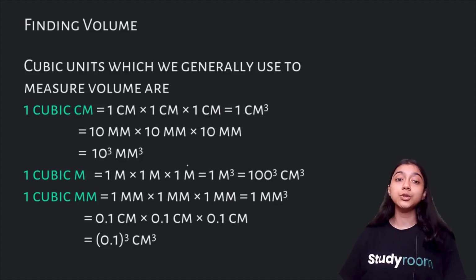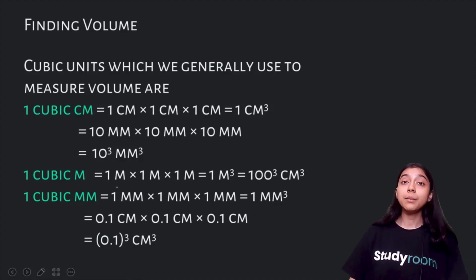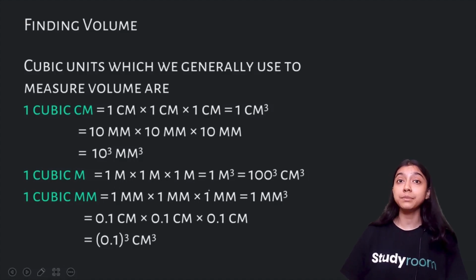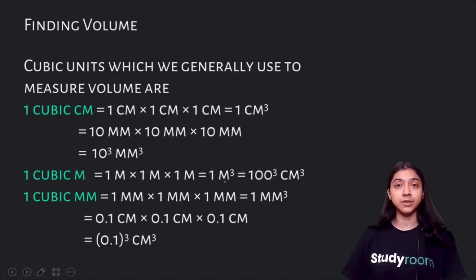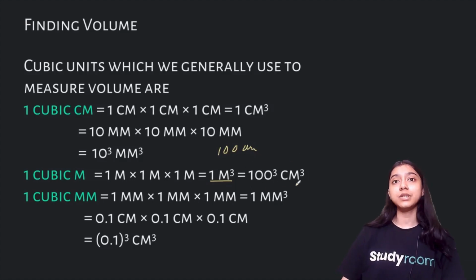Another commonly used cubic measurement is 1 cubic meter. Now 1 cubic meter means 1 meter multiplied with 1 meter multiplied with 1 meter. That gives us 1 meter cube or 1 cubic meter. Now, we know that 1 meter is equal to 100 centimeters. So, 1 meter cube can be written as 100 to the power of 3 centimeter cube.